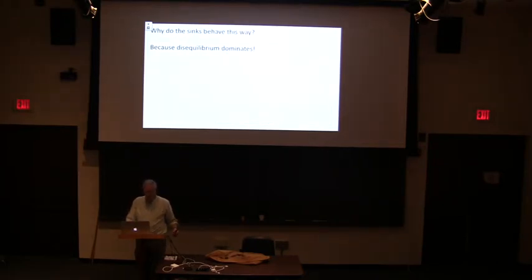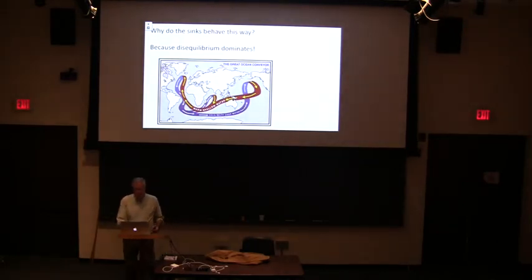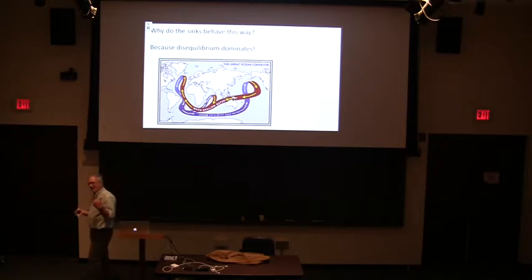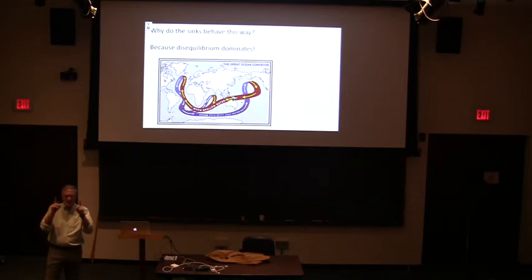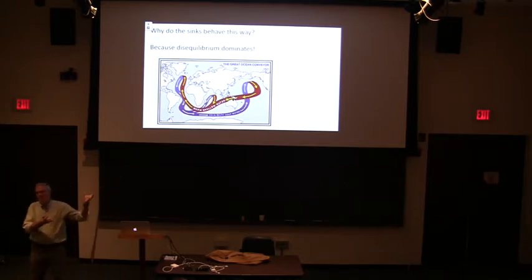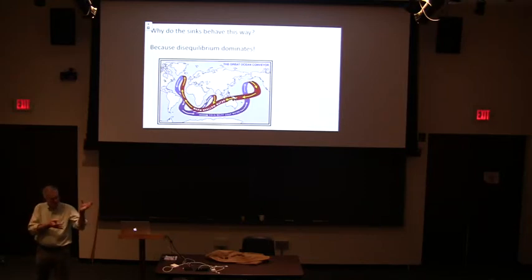Why does this work? It's because disequilibrium dominates. Now, I want to explain how this works. It turns out to be because the natural sinks are strong enough that they're able to pull down atmospheric CO2 even as humanity continues emitting, as long as we emit at a reduced rate from where we are now.